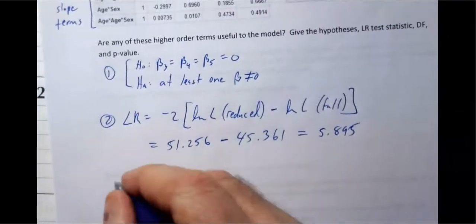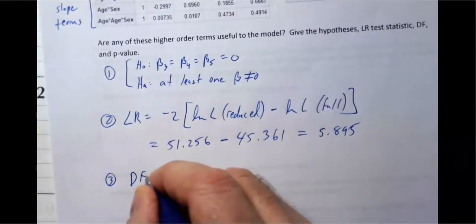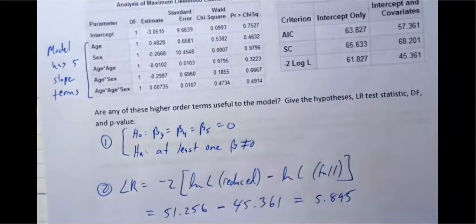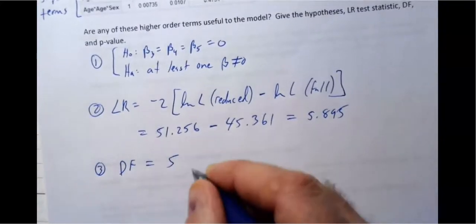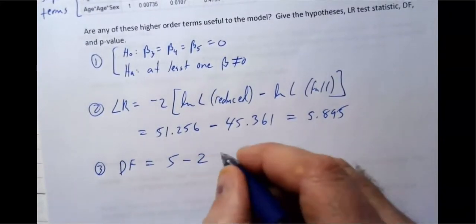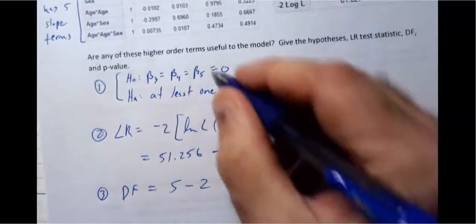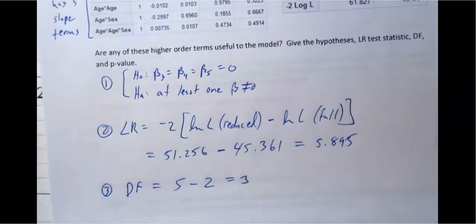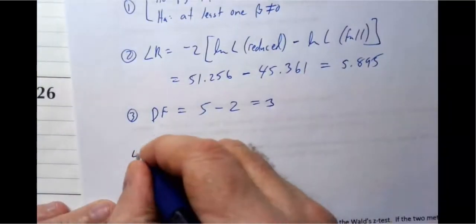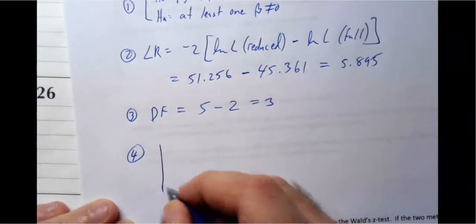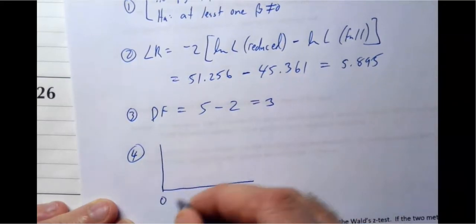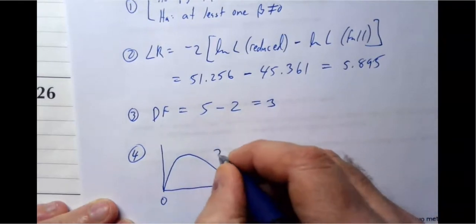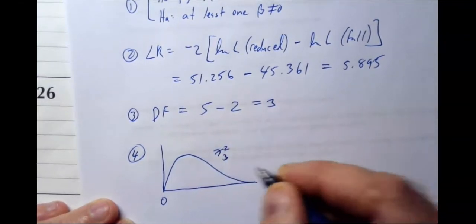How many degrees of freedom do we have here? There were 5 parameters in the full model, so 5. There were 2 slope parameters in the reduced model, so it's 3. It's the same as the number of parameters being tested in our hypothesis here. Degrees of freedom is 3. We can draw a picture. It's always a great idea to draw a picture of our chi-squared. Again, this is a chi-squared distribution with 3 degrees of freedom.